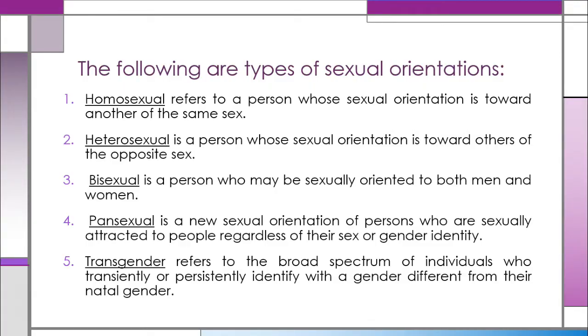The following are the types of sexual orientations. Homosexual refers to a person whose sexual orientation is towards another of the same sex. Heterosexual is a person whose sexual orientation is towards others of opposite sex. Bisexual is a person who may be sexually oriented to both men and women.